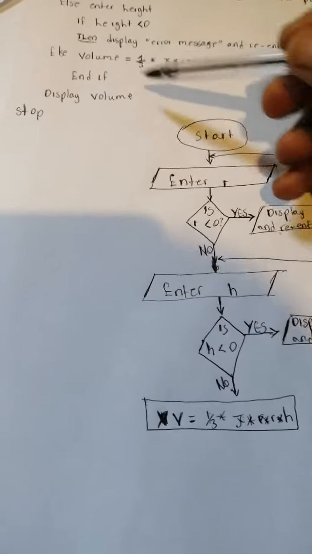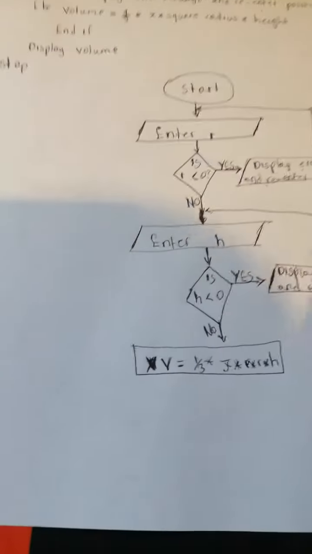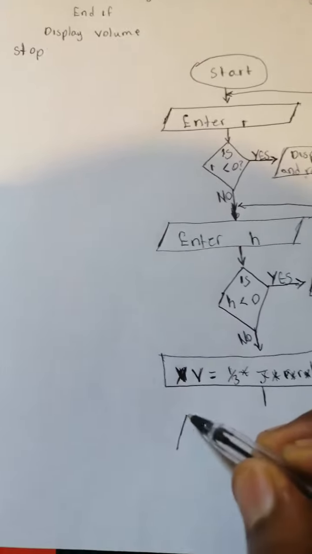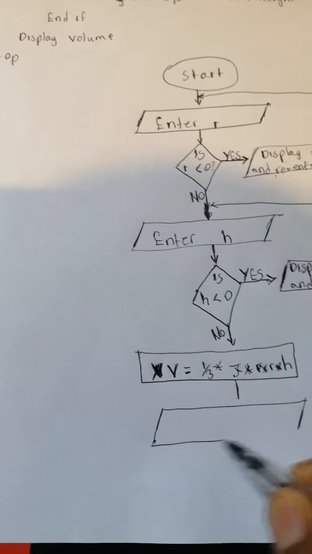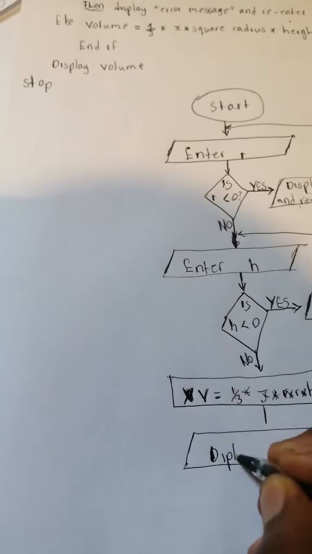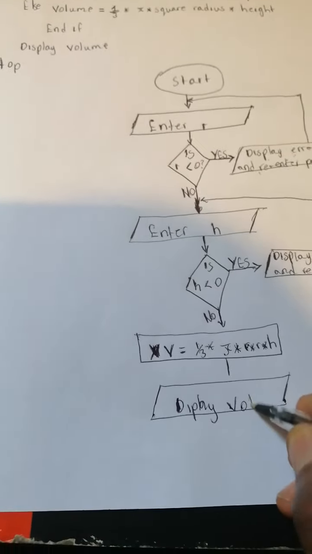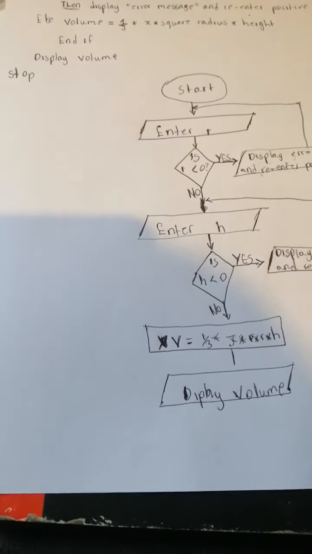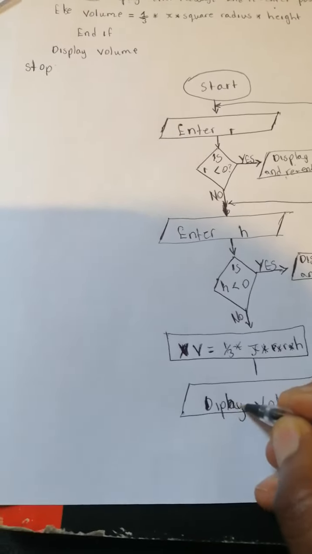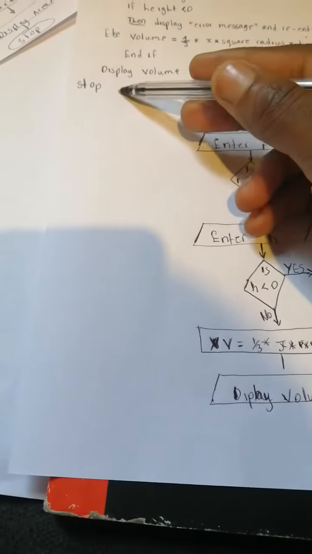So and then here it says and display volume. So whenever you see display, we're going to draw a parallelogram. So display is an output, so I'm going to draw a parallelogram for display. So I'm going to say display volume, like that. Display volume, pardon my handwriting. So display volume, and then here we have stop.